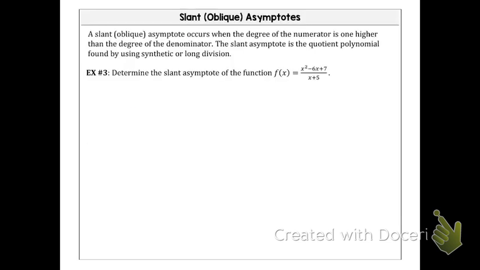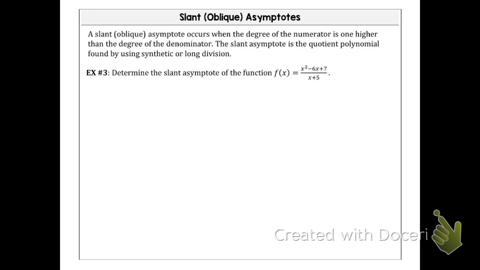All right. Then we have a slant asymptote. And so a slant, or they call it an oblique asymptote, occurs when the degree of the numerator is 1 higher than the degree of the denominator. The slant asymptote is a quotient polynomial found from using synthetic or long division. So example 3. Well, first, it's going to be a slant, or they call it an oblique asymptote. It's literally a slanted line. You can only have a slant asymptote if the degree on top is bigger than the bottom by 1. So like x squared over x, or x cubed over x squared, x to the 10th over x to the 9th. The top has to be bigger by 1.